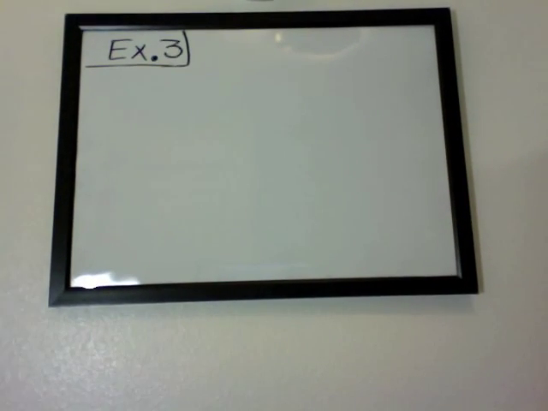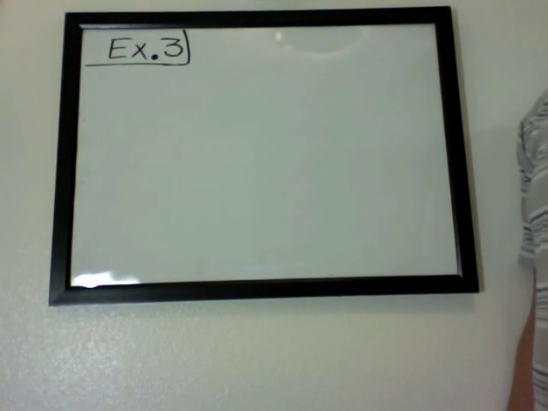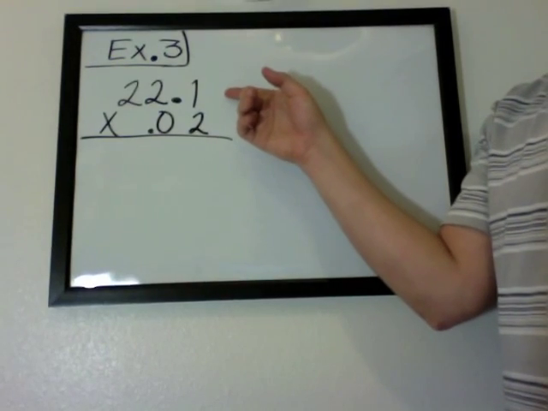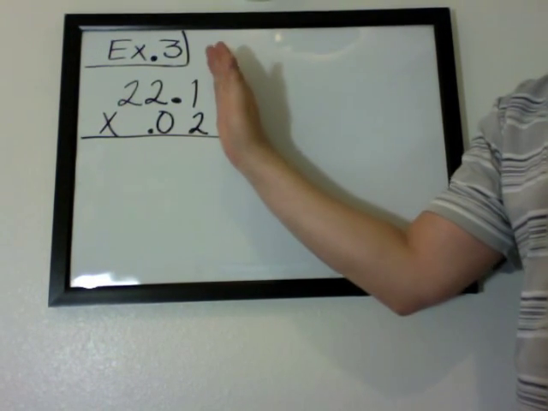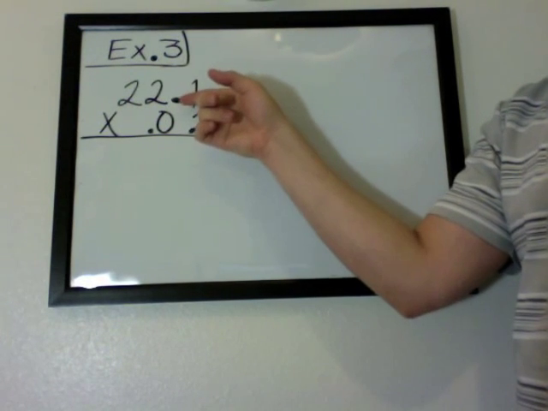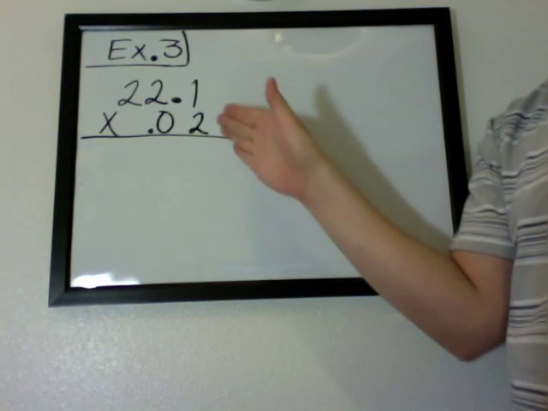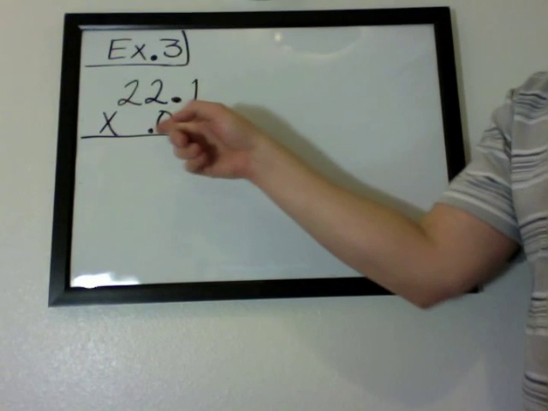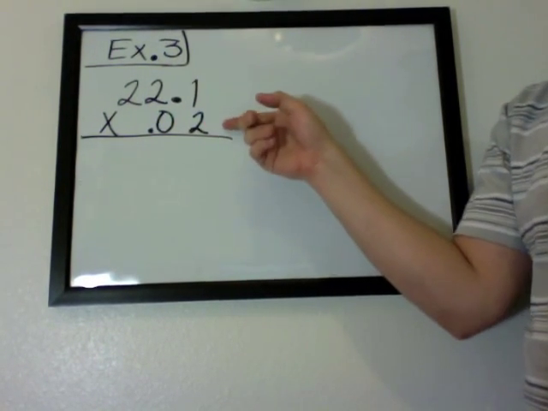Example number 3. This time we're going to do something a little bit different. We're going to do a shortcut way. Say we're multiplying 22.1 times 0.02. When you're multiplying vertically, make sure that your end digits line up. Don't shift them where the decimal places line up. Make sure the end columns line up with each other, and don't add any zeros. Now, the trick here is to see how many places are being counted after the decimal. There's 1 here and 2 here.